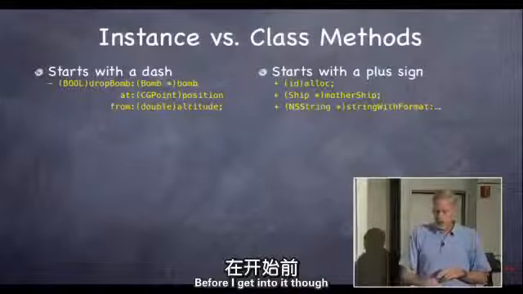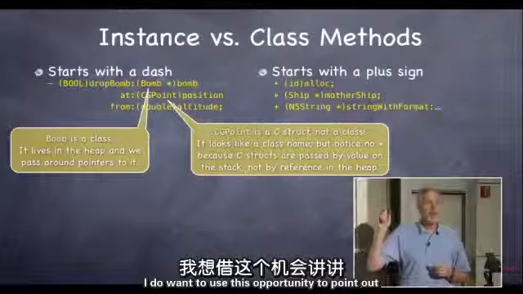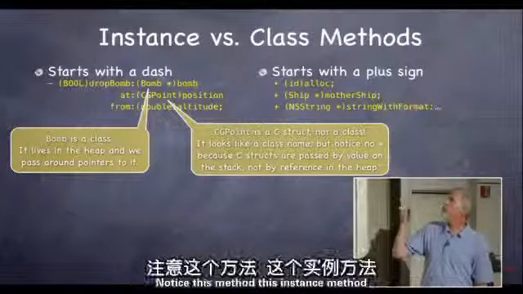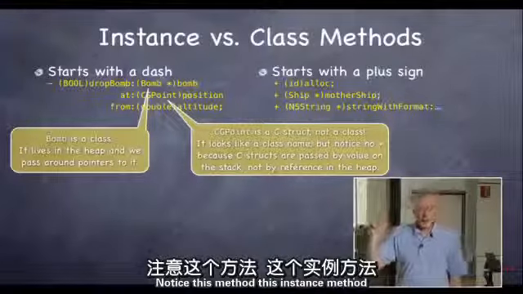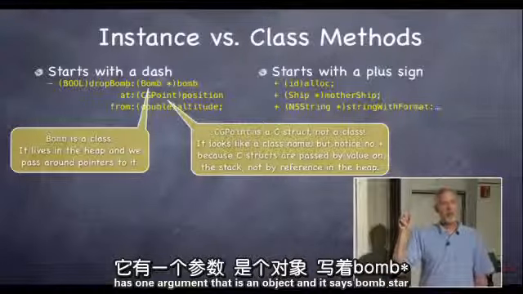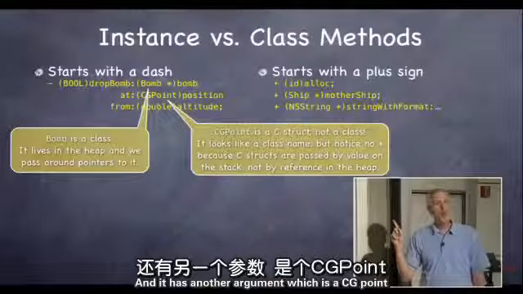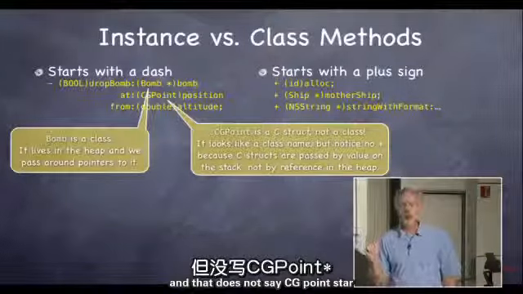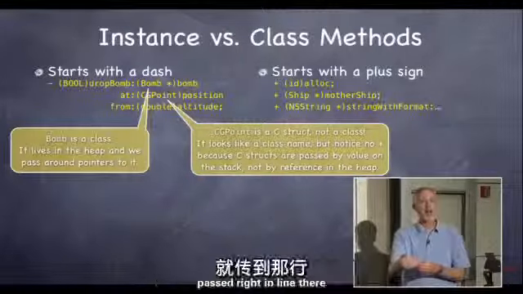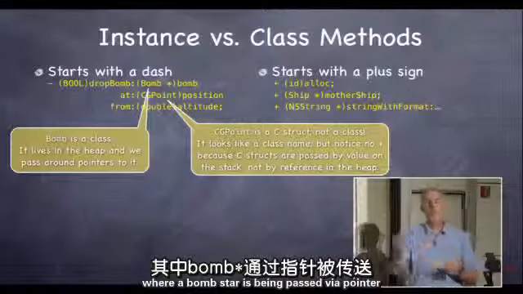They're quite different. Before I get into it, though, I do want to use this opportunity to point out again the difference between structs, C structs, and objects. Notice this instance method, dropBomb:at:from:, has one argument that is an object, and it says Bomb star, and has another argument which is a CGPoint, and that does not say CGPoint star. Okay? So that point is being passed on the stack, passed right in line there. Whereas Bomb star is being passed via pointer.